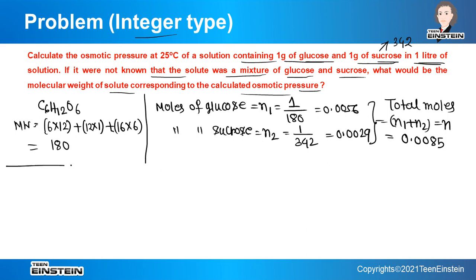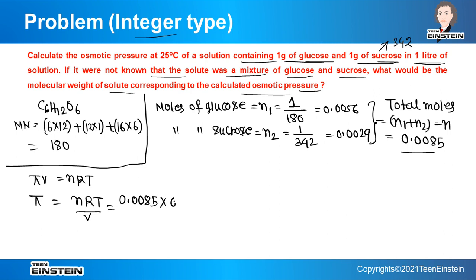So if we use the equation pi V equal to nRT, here n is the total number of moles, V is 1, and pi is what we have to find out. So pi equal to nRT by V. So this is 0.0085 multiplied by 0.082, that is the R value, multiplied by 25 degrees centigrade, which we just add to 273, so it will be 298.